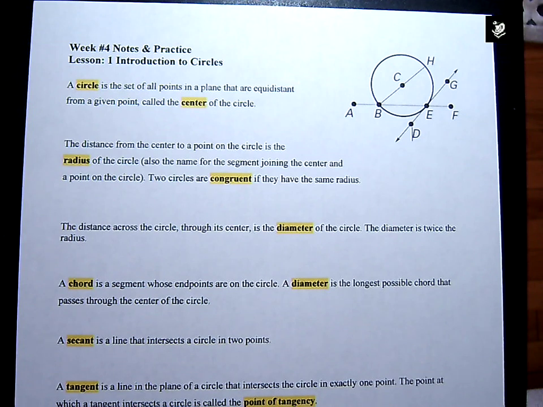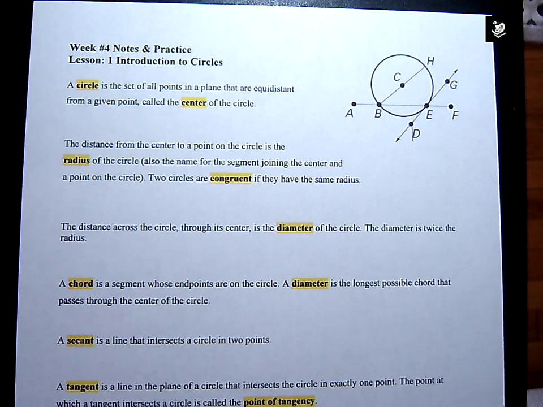Welcome to week 4. This week we are going to start our topic on circles. So this is going to be broken into 2 lessons, and the first lesson is an introduction to circles and some of the vocabulary. So a circle is a set of all points in a plane that are equidistant from a given point called the center of the circle.